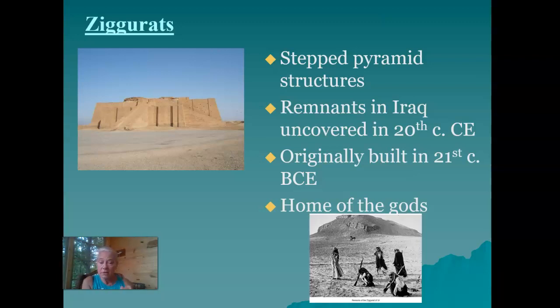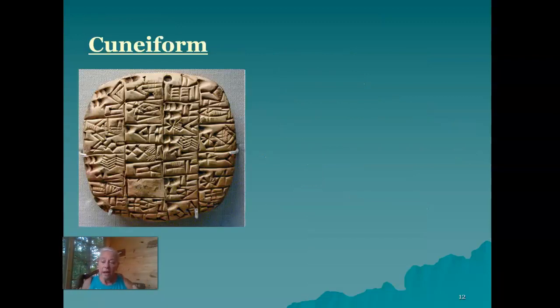And then, as evidenced in writings left behind by the Babylonians, we know that they believed that there were gods that inhabited the top step of the pyramid. So we have evidence of a structure of religion as well. And then finally, we have cuneiform. Cuneiform is the earliest writing system that has thus far been discovered.